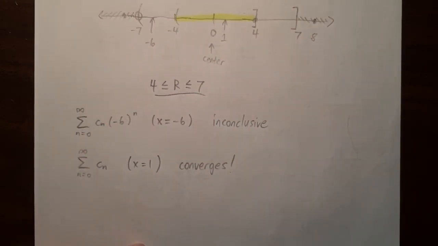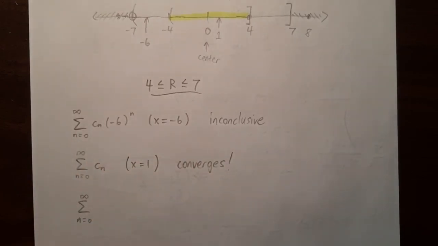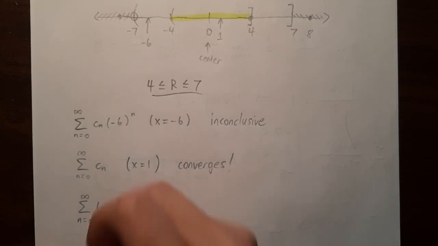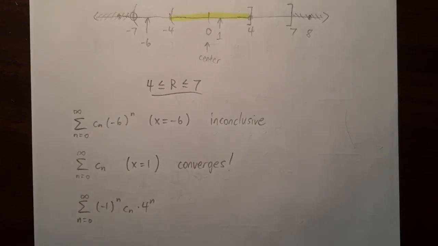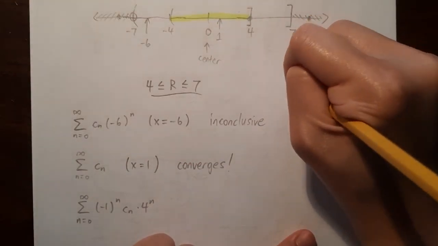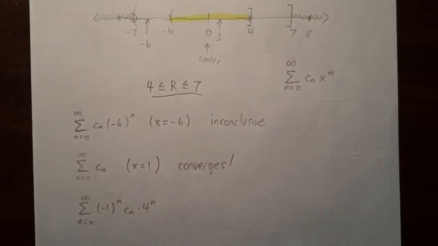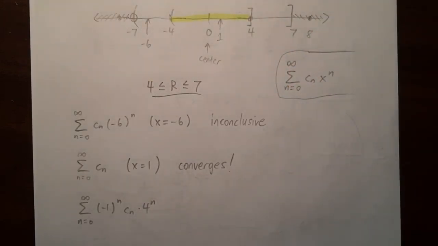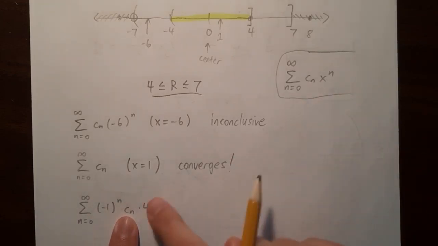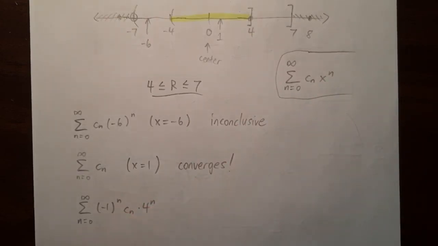All right, so one more for you. Sigma sum n equals 0 to infinity of -1 to the n times C sub n times 4 to the n. All right, so maybe let me go and reproduce the actual series we started with over here so I don't have to keep scrolling. All right, so this one looks quite a bit different from that one. Is there any way to plug in a value for x here and get this series popping out?